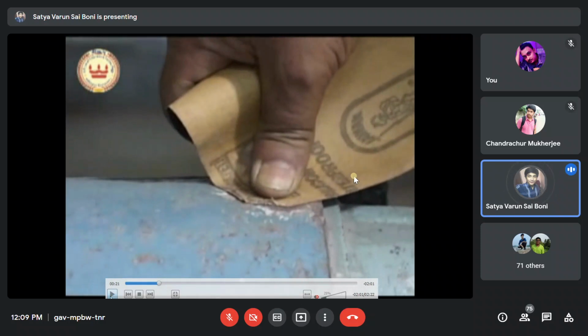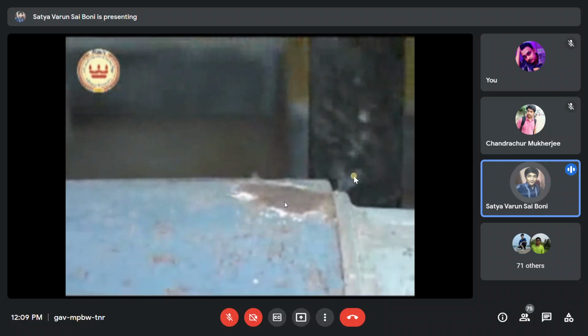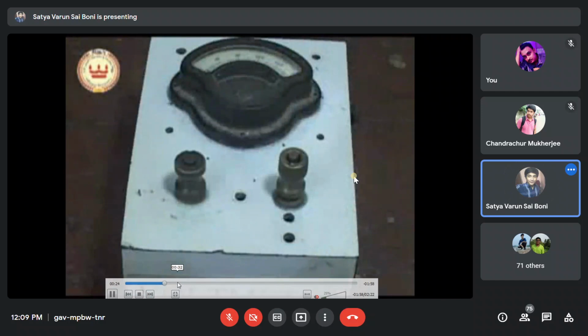Sorry. See how he removed that thing. This thing I want to show. He removes it completely. See, this is a completely removed surface. It means you can never put a voltmeter across the part which has paint, because it will give you a wrong value.